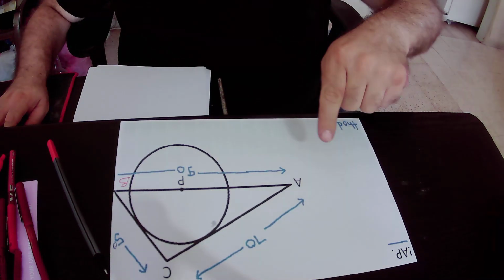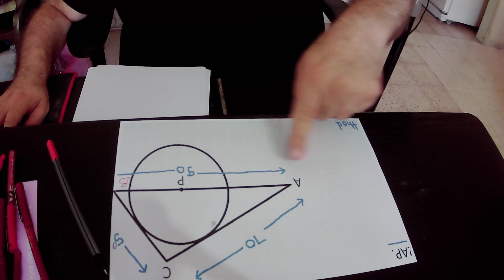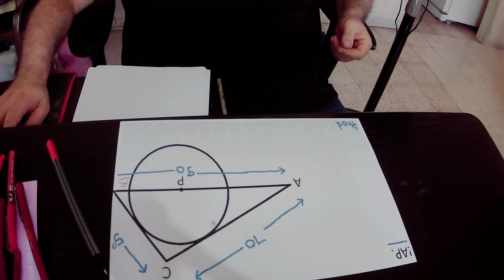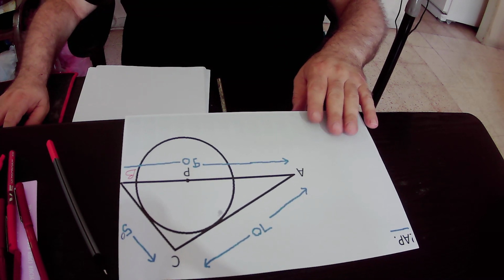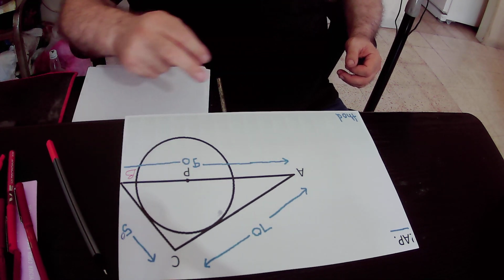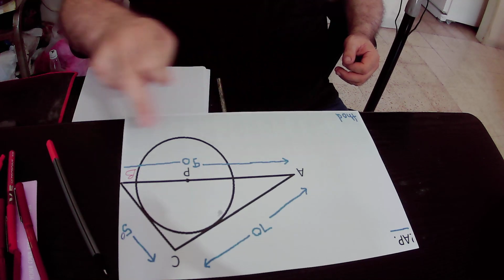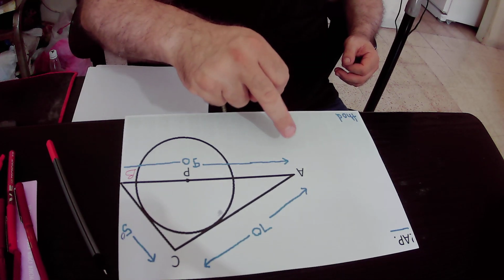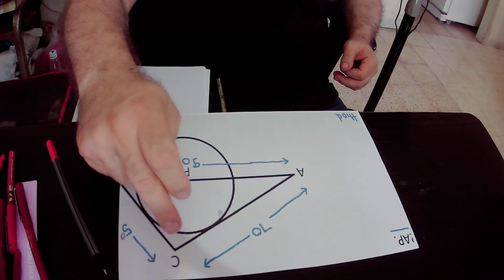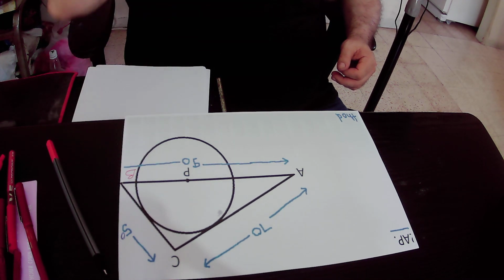Hello, in this lecture we will find the value of 2 times AP, or the size of 2 times AP. In the picture we have a triangle ABC. AB equals 90 units, side AC of the triangle ABC equals 70 units, and side CB of the triangle equals 50 units.